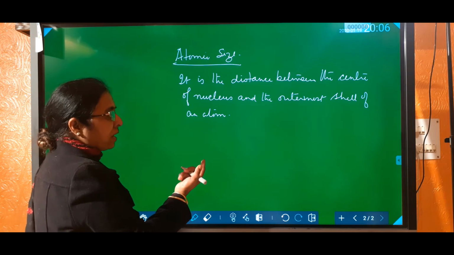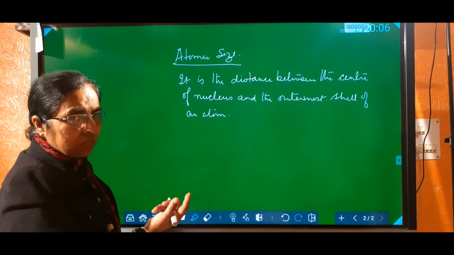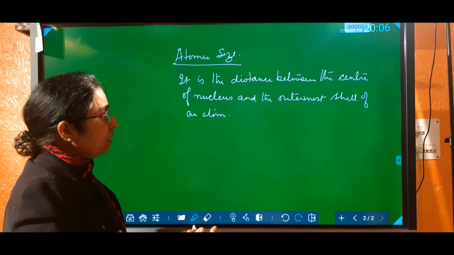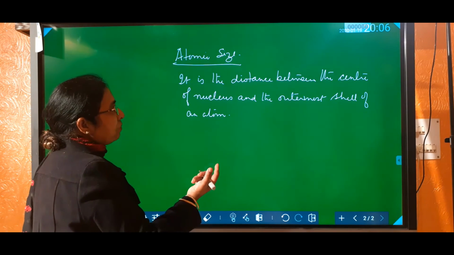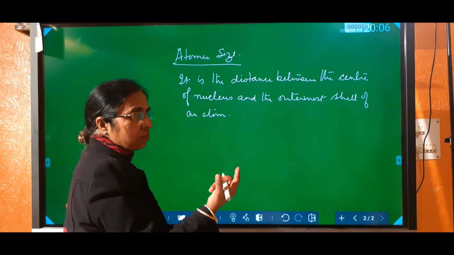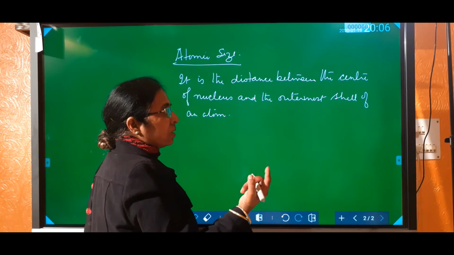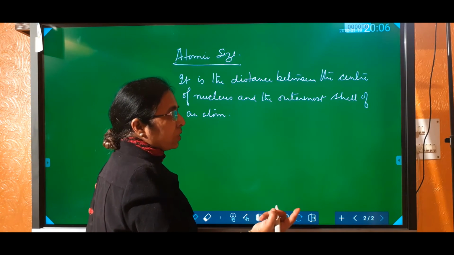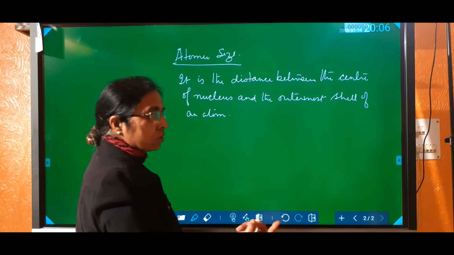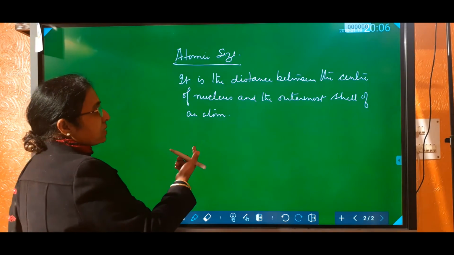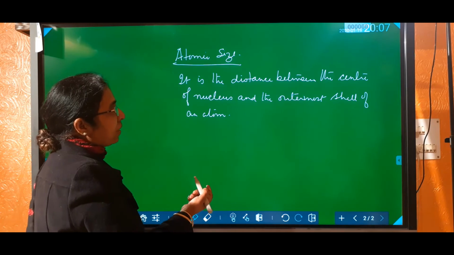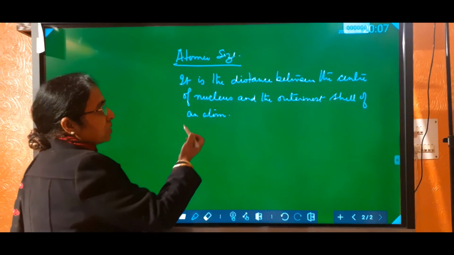And if it is an ion, it can be a cation or an anion. For the ion also we do the same thing, that is, the distance from the center of the nucleus to the outermost shell is known as the atomic size or ionic size. Alright, so this is the distance.